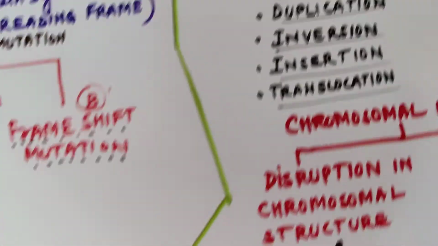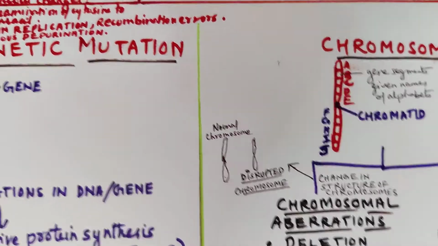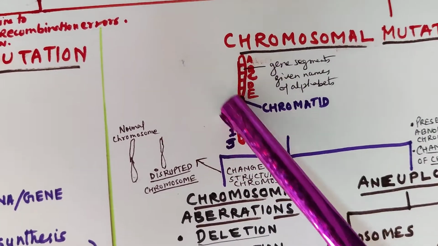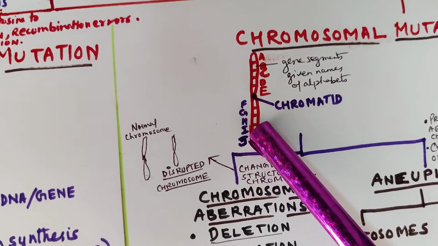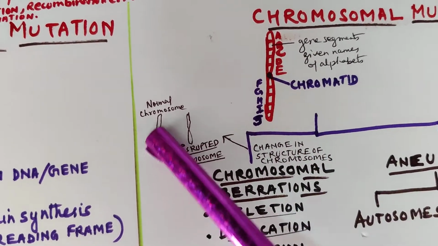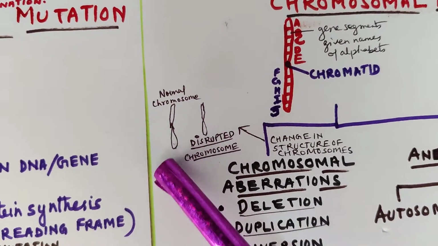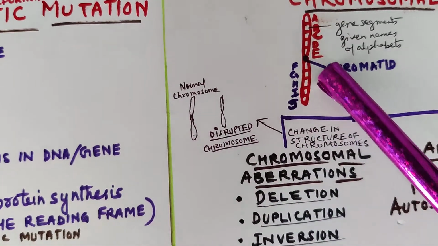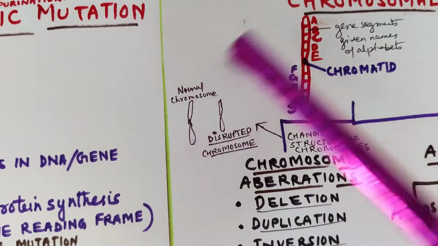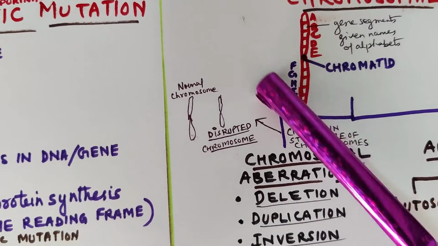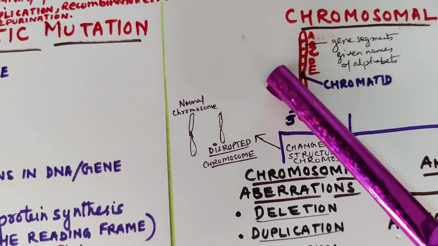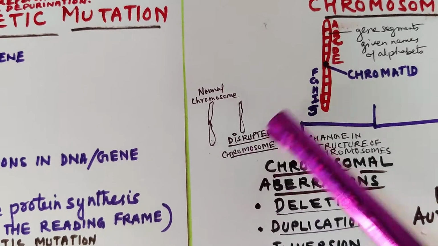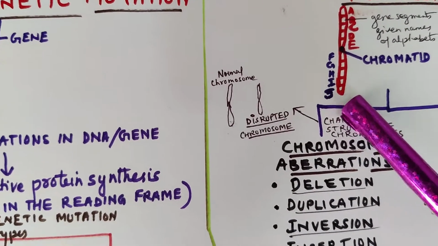Now we come to the chromosomal mutation. What happens in the chromosomal mutation? As I told you, this is the chromatid with different genes and segments of genes which are given different names. This is the normal chromosome chromatid. When some change takes place in it, it is called a disruptive chromosome. Suppose in this chromosome the gene segment names are these only, and if I remove the F gene part from this chromosome, it will lead to a disruptive chromosome where the F will not be seen, or it may code for a different protein.